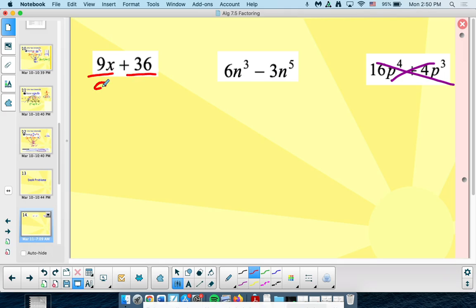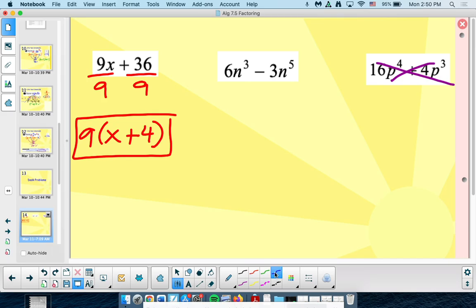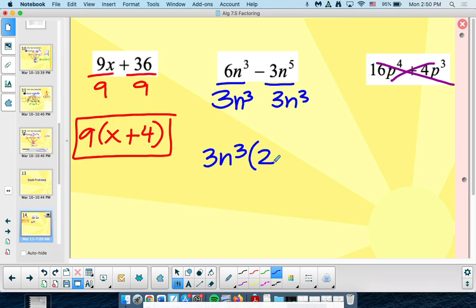The biggest number we can take out of both of those is a 9. And there's no variable that they both share, so this would just be 9. 9 divided by 9 is a 1, so just an x is left, plus 36 divided by 9 is 4. That's all you can do on that one, kids. This one here, the biggest number we can take out is a 3. And they both have an n, but how many can we take out of both? Take out 3 of them. So if I put that on the outside, 6 divided by 3 is 2. I won't have any n's left because those will cancel out. Negative 3 divided by 3 is negative 1. N to the 5th divided by n cubed would be n squared. There you go.